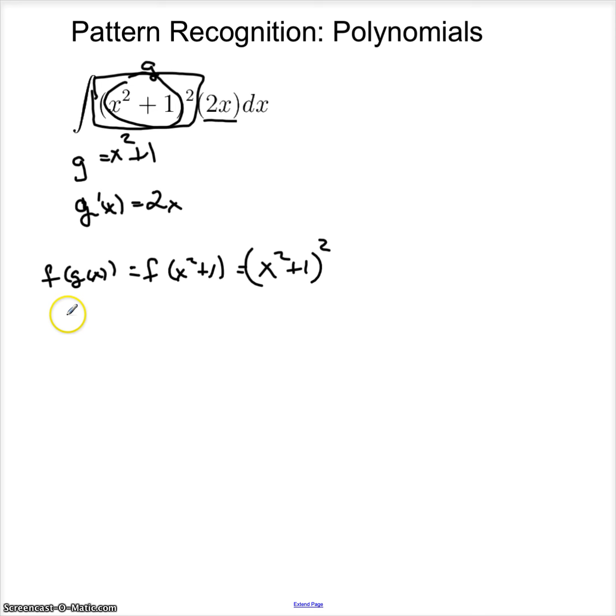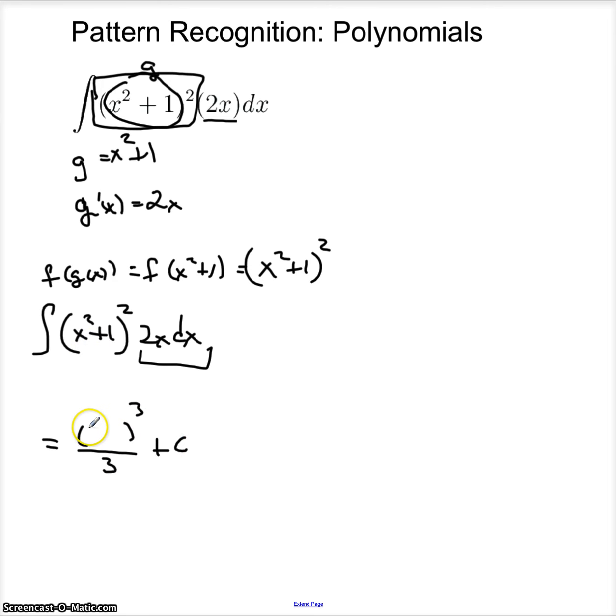And you don't have to do all these steps. I'm just kind of painfully stepping it out for you. Let me rewrite this. So the integral of x squared plus 1 squared times 2x dx. When I do this integral, remembering this is my derivative, this is my inside function, this is the integral of a function squared. So that's going to be my function cubed divided by 3 plus a constant. And of course my function is x squared plus 1.